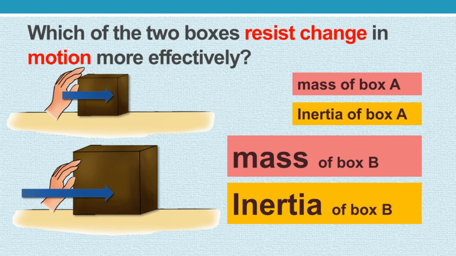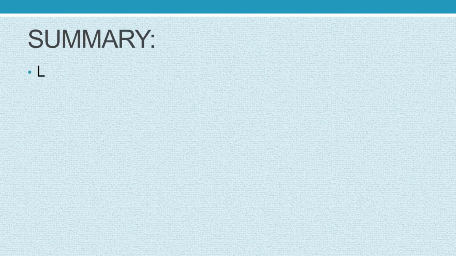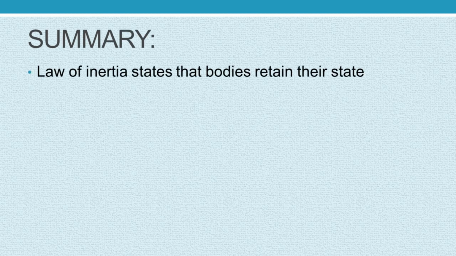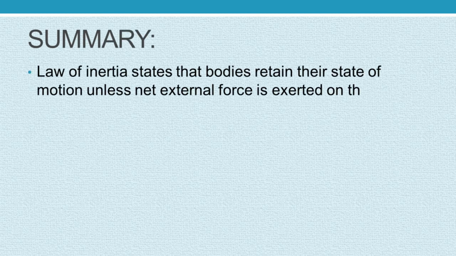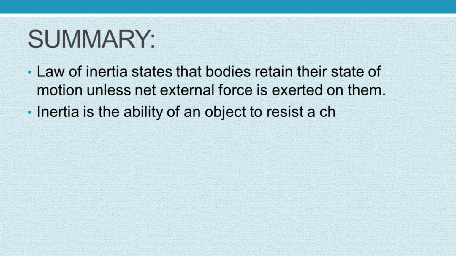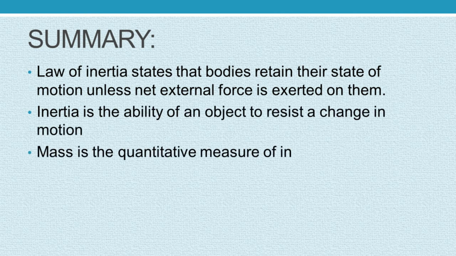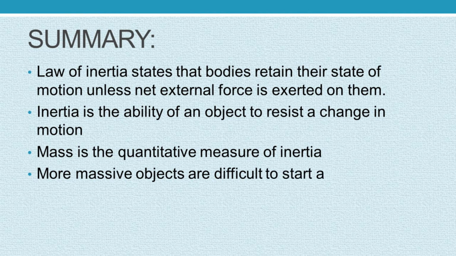In summary, the law of inertia states that bodies retain their state of motion unless a net external force is exerted on them. Inertia is the ability of an object to resist a change in motion. Mass is the quantitative measure of inertia. More massive objects are difficult to start and stop moving.